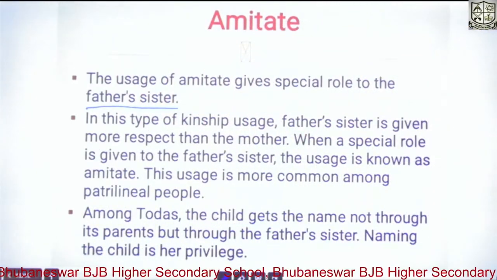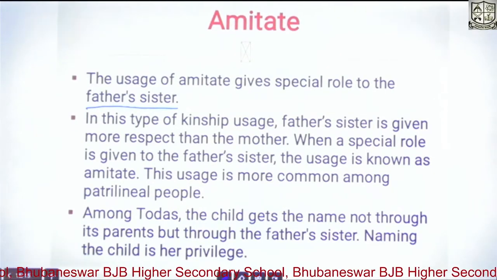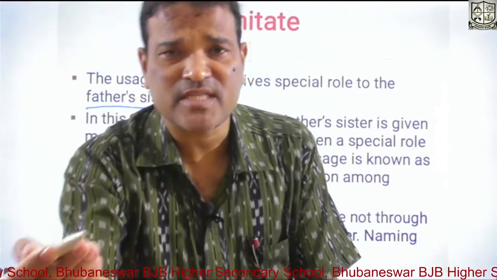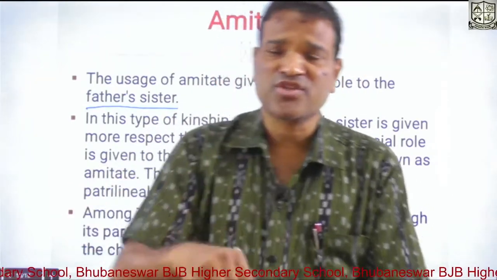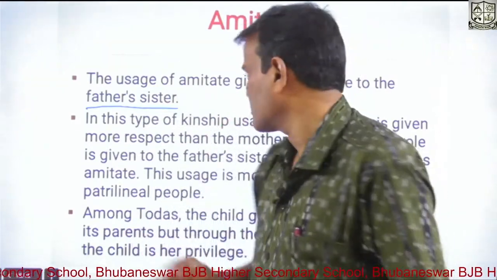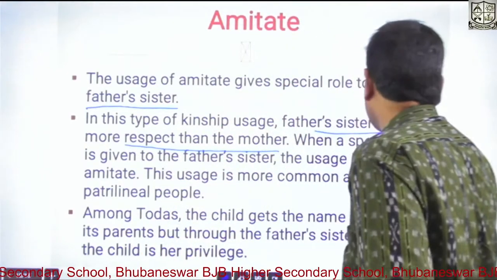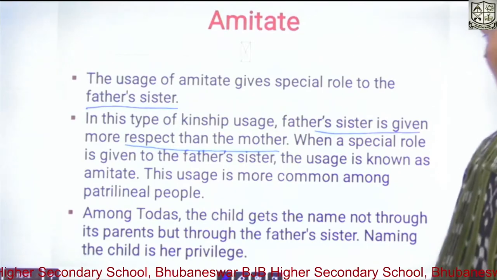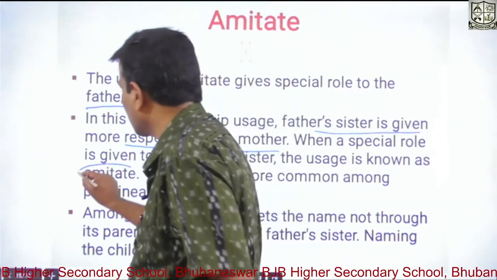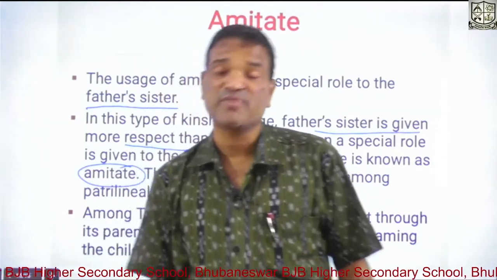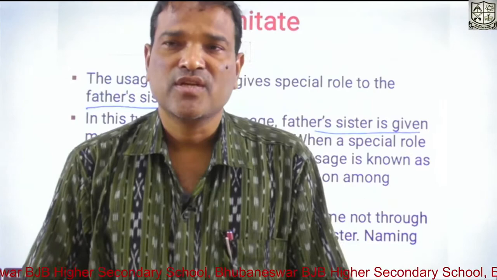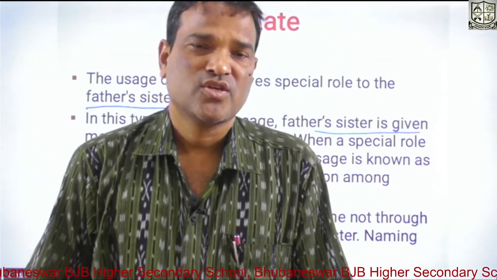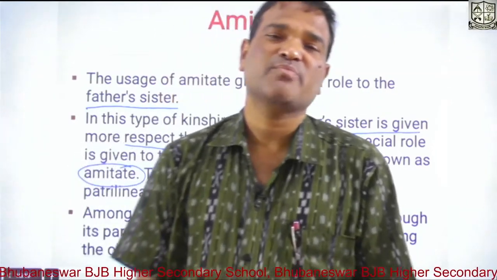In this type of kinship usage, father's sister is given more respect than the mother. Mother's brother has been given more respect than the father, and here father's sister is given more respect than the mother. So when a special role is given to the father's sister, the usage is known as amitate. Special social responsibilities, special social duties are given to the father's sister rather than the own mother. So that is called amitate.